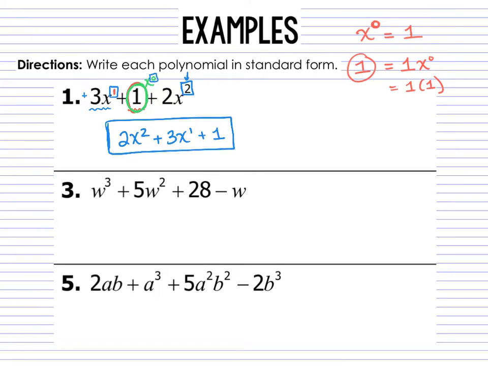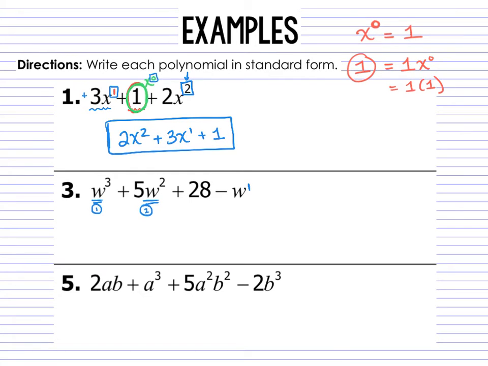Let's take a look at number 3, thinking about it the same way. So our first term, the highest exponent, is this w cubed. That's what we're going to write first. The next one in descending order is this w squared. That's the term we're going to write second.